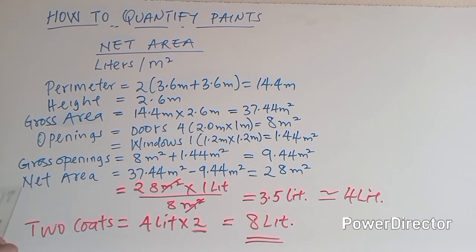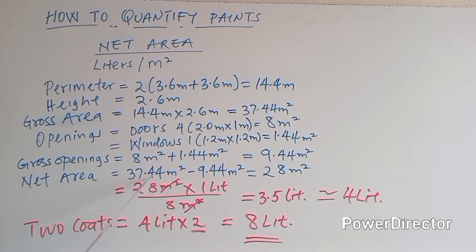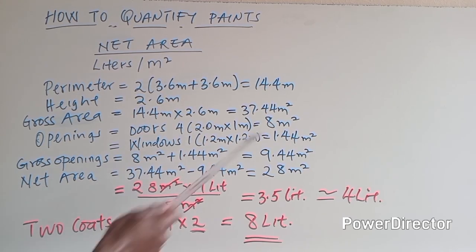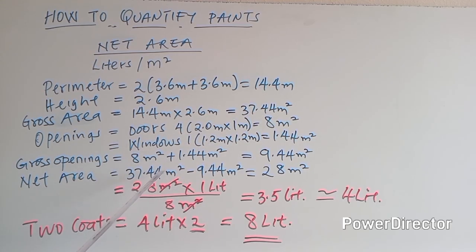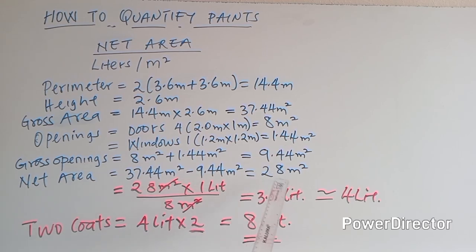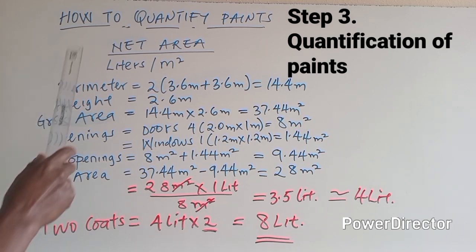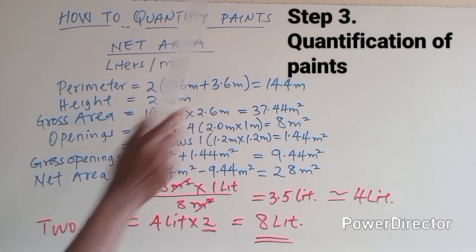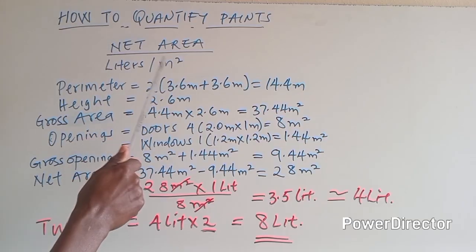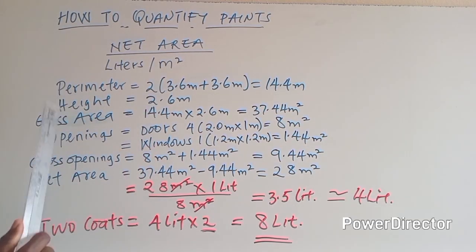meter. Now, net area, this one here, is gross area minus openings. So gross area was 37.44 square meter minus 9.44 square meter, giving us a net area of 28 square meter. So how to quantify paints in any given site is net area over liters per square meter.